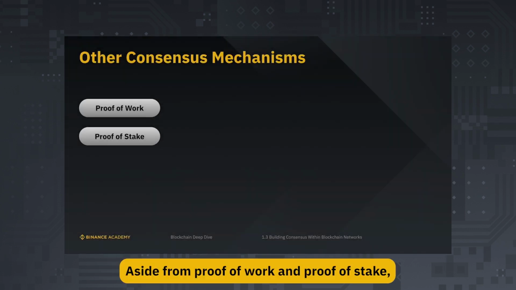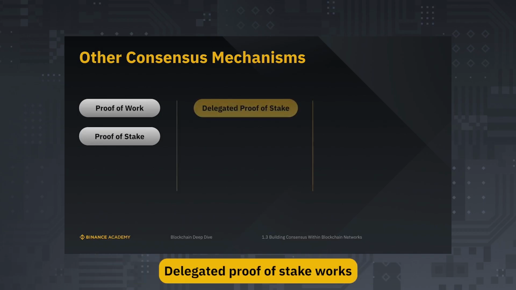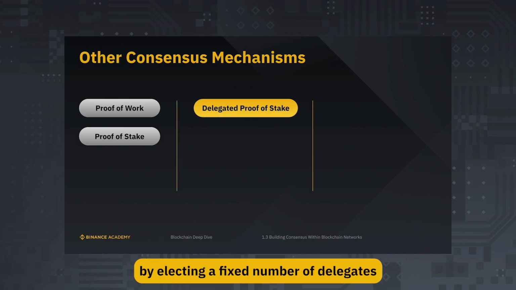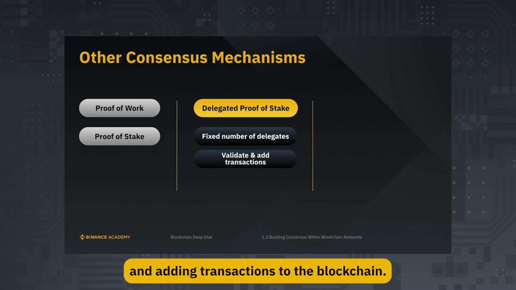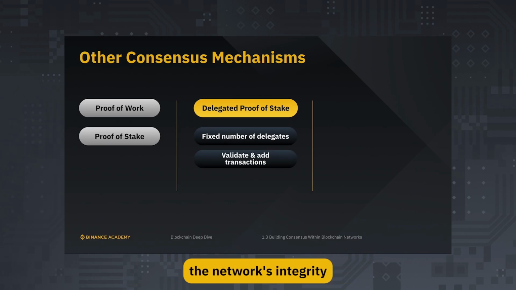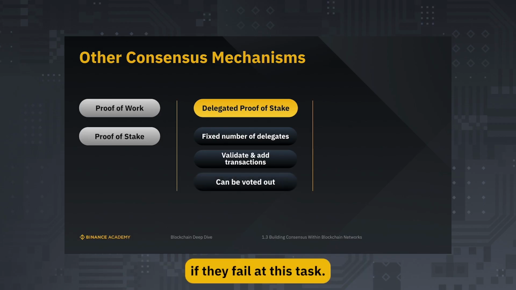Aside from proof of work and proof of stake, there are several other alternative mechanisms that have gained popularity. Delegated proof of stake works by electing a fixed number of delegates responsible for validating and adding transactions to the blockchain. These delegates are incentivized to maintain the network's integrity and can be voted out by stakeholders if they fail at this task.